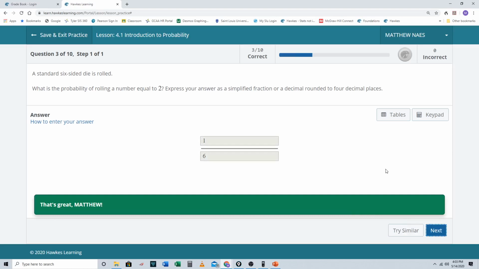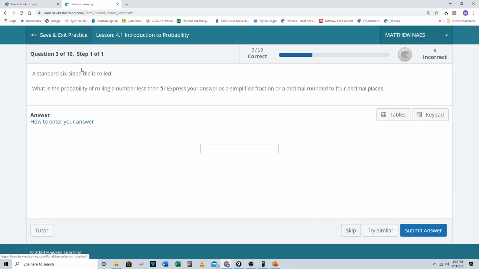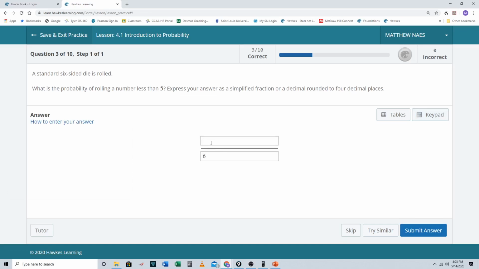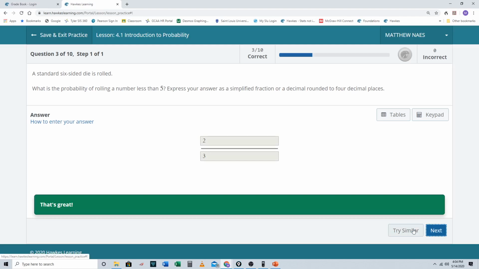Now you have to be careful with this because I don't know if another one's going to pop up like this, but it says equal to 2. Your question may be greater than 2 or less than 2 or less than or equal to 2, so be careful. All right, so try similar. See, here we go, less than 5. So when you put the fraction in, 6, how many numbers are less than 5? Well, 1, 2, 3, and 4. There's 4 numbers less than 5. Okay, now you have to reduce that, and this reduces by 2, so 2 out of 3. All right, there you go. But you'll have a question like that.